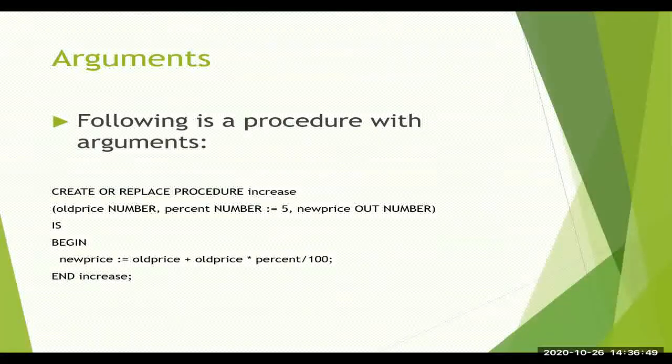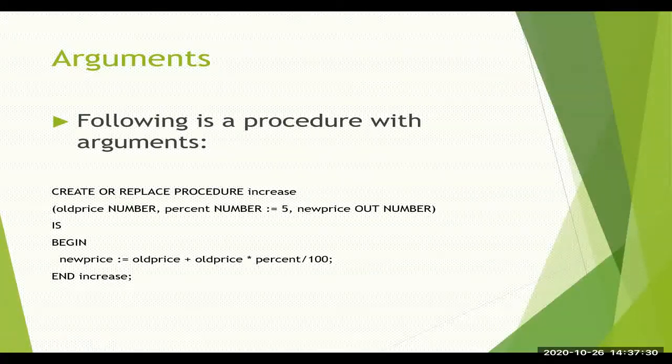We can see another example which illustrates a procedure with arguments. Here, increase is the name of the procedure. Whole price and percentage are variables, by default IN type arguments. Nothing is mentioned means this is IN type. New price is an OUT type variable.